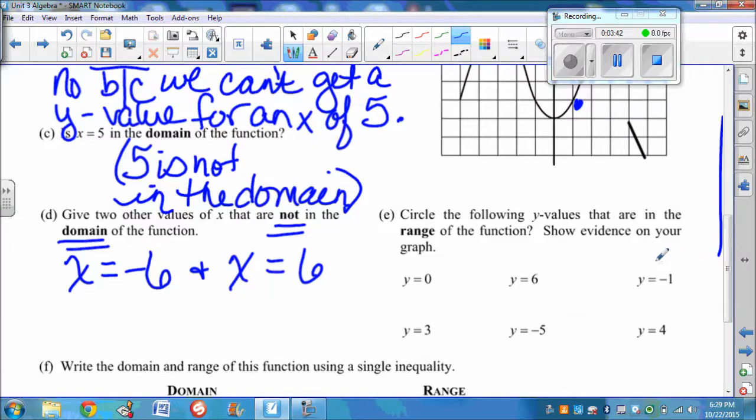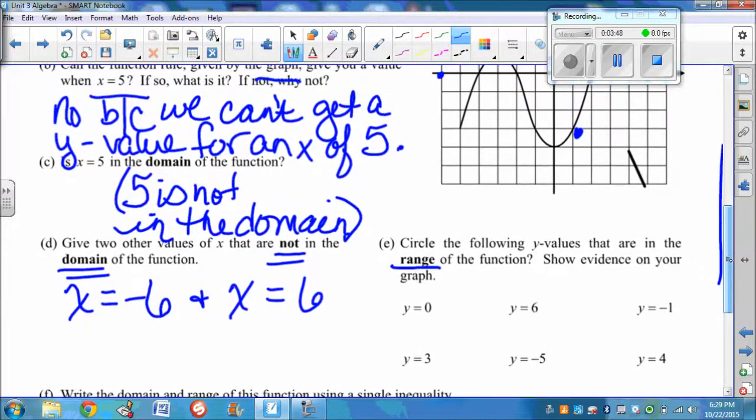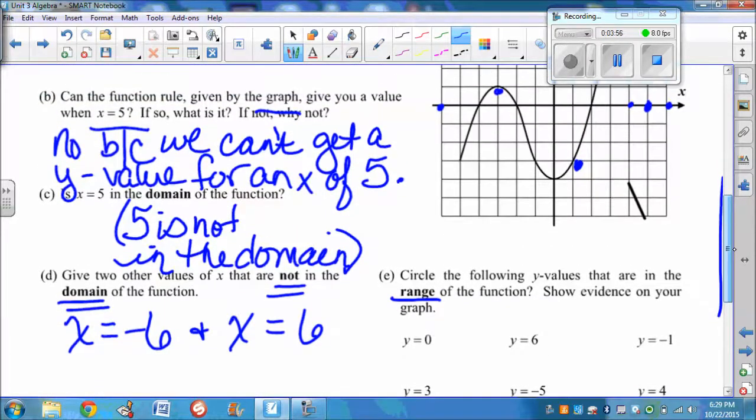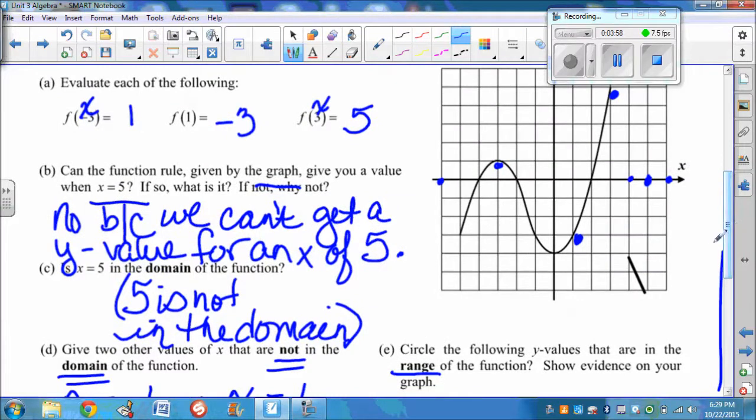So circle the following y values that are in the range of this function. Show evidence on your graph. So we've got to look at these 6 values and see if they're in the range. So a y value of 0. Where y is 0 is all along the x-axis. So yep, that's in the range, a y value of 0.